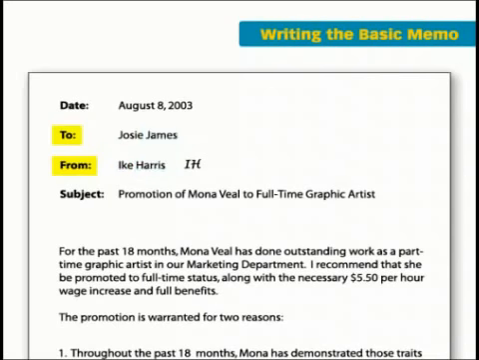As a general rule, use full names. As the writer, initial next to your name to personalize the memo.